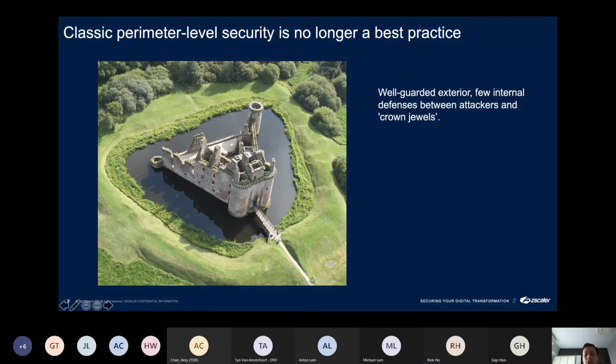So how can you leverage this kind of infrastructure to protect against attacks from externally or internally? It doesn't work anymore. Okay.